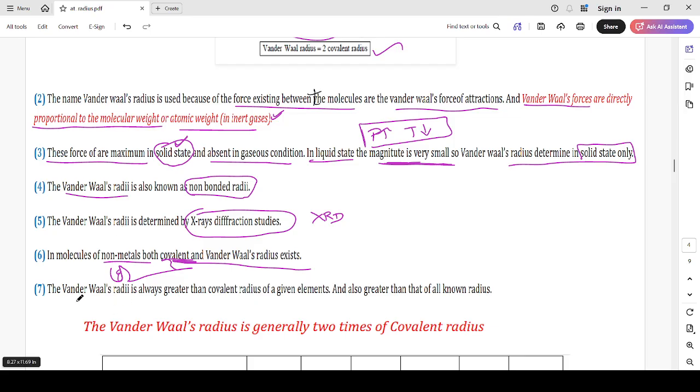So the van der Waals radius is always greater than the covalent radius and also greater than all known radii. So I would say the covalent radius will be the smallest one, because of the overlapping happening, followed by the metallic radius, followed by the van der Waals radius.